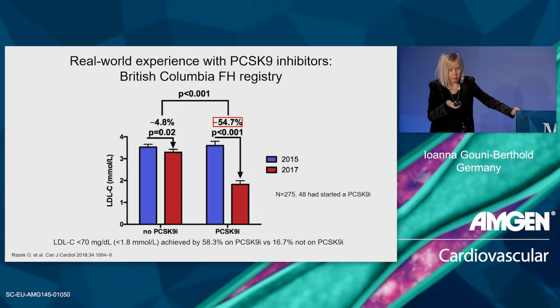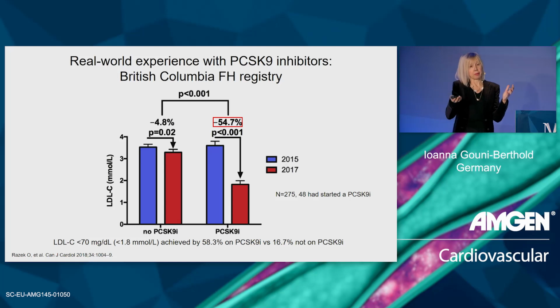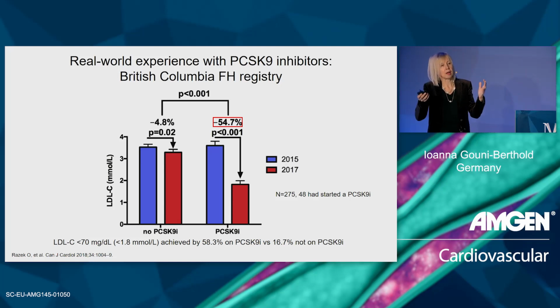And this is just from British Columbia. It shows the same thing. They compared 2015 to 2017. In 2015, we didn't have PCSK9 antibodies. In 2017, we have. And they show that of the persons that received PCSK9 antibodies, 60% reached their goal. So this is not a local phenomenon. This is all over the world. PCSK9 antibodies decrease LDL cholesterol by 60% in FH patients and make them reach their targets.